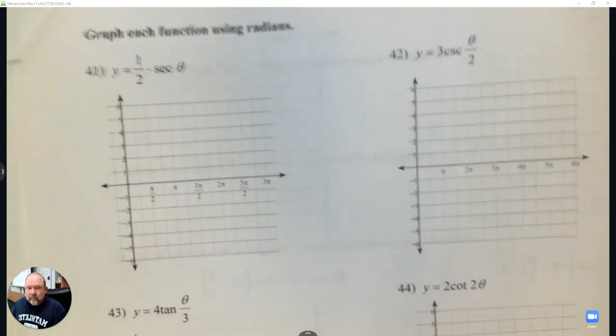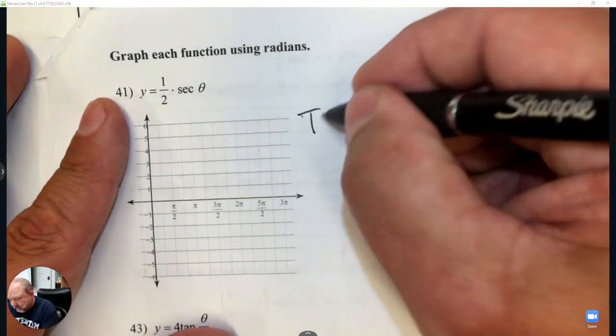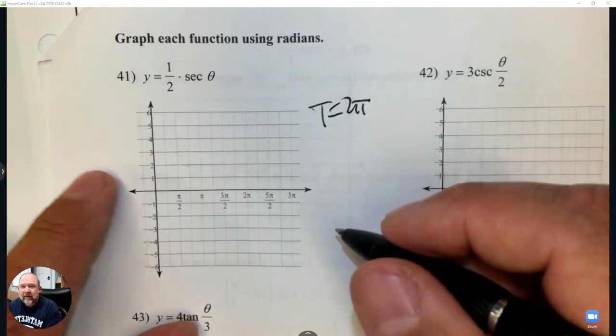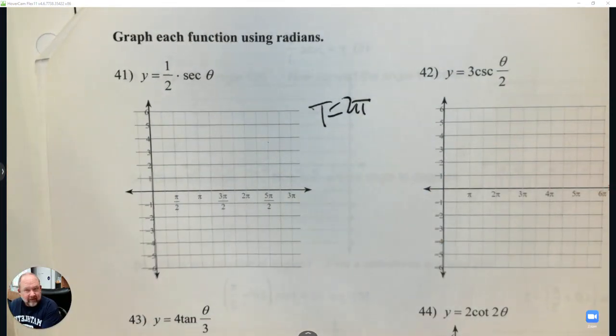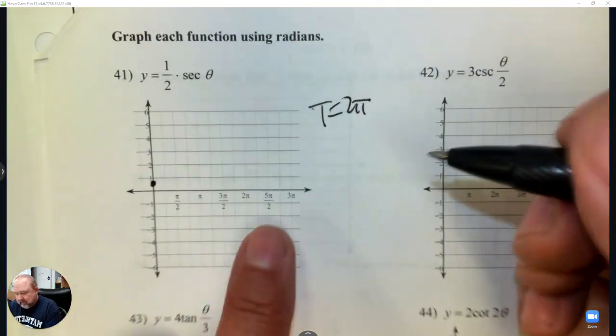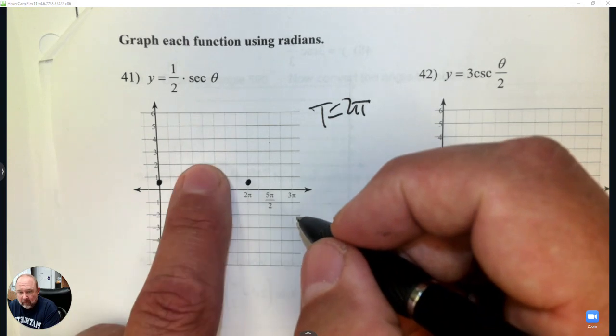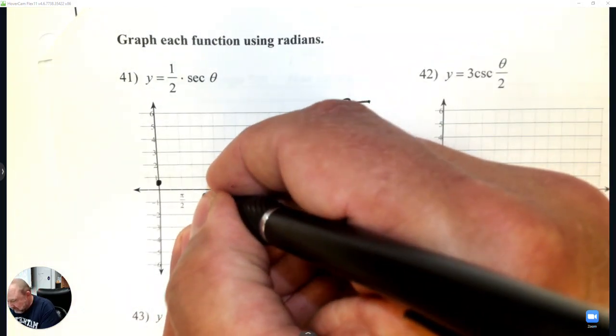All right, turn the page. Secant. Secant doesn't have an amplitude, but it does have a period, which is 2 pi. Secant starts with a vertex, and that's at 1/2. And then at 2 pi, it's the same vertex at 1/2. Exactly in the middle is the lower vertex, which would be at -1/2.